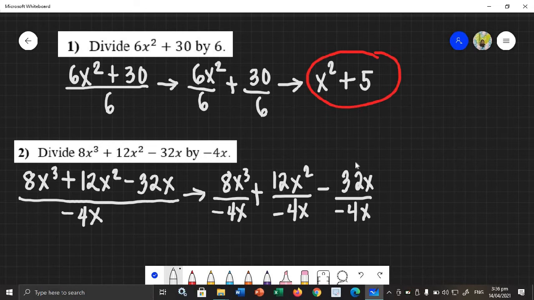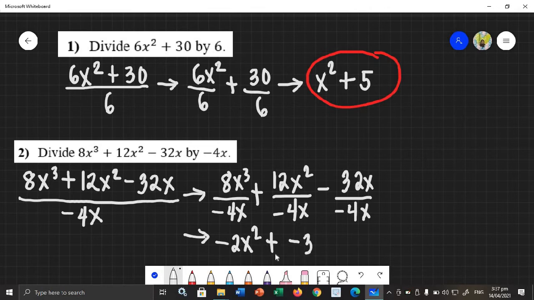Okay? And then right after we rewrite, we divide each term individually. So the first one, we have 8 divided by negative 4. The answer is negative 2. Okay? And then we have x cubed divided by x. You need to apply your knowledge of the quotient rule for laws of exponents. So here, we subtract their exponents. 3 minus 1, the answer is 2. So we have x raised to the second power. And then we have plus 12 divided by negative 4. The answer is negative 3.